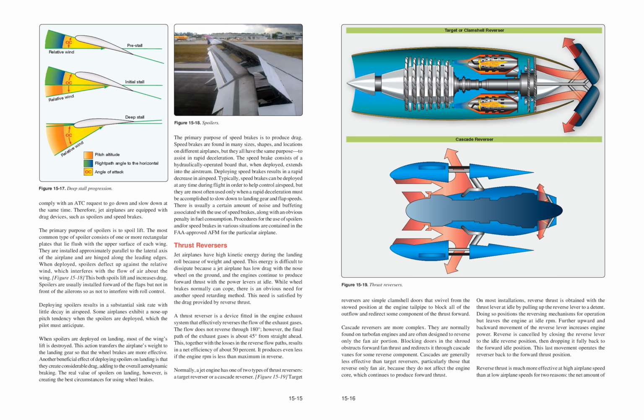Figure 15-18. Spoilers. The primary purpose of speed brakes is to produce drag. Speed brakes are found in many sizes, shapes, and locations on different airplanes, but they all have the same purpose: to assist in rapid deceleration. The speed brake consists of a hydraulically operated board that, when deployed, extends into the airstream. Deploying speed brakes results in a rapid decrease in airspeed.